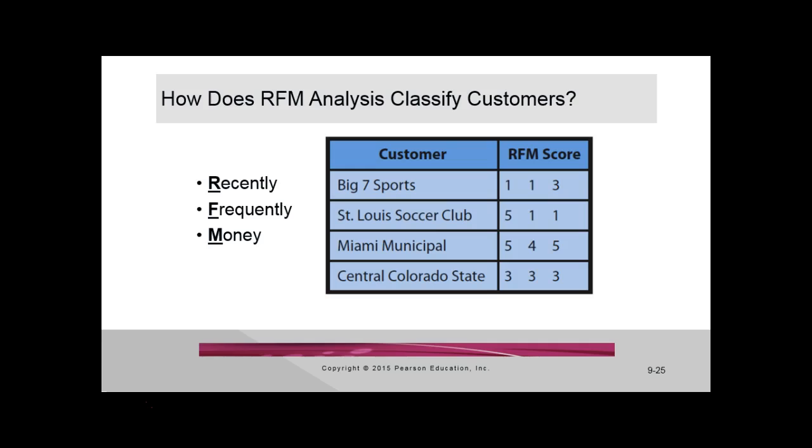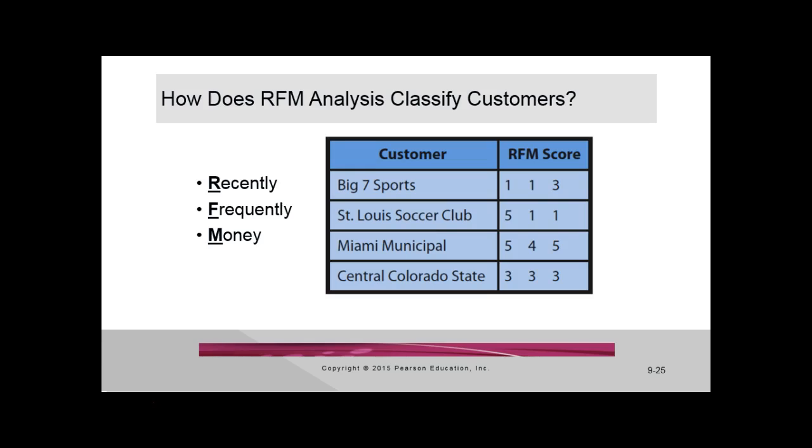We sort it by date, and the top 200 get a 1, the next 200 get a 2, the next 200 get a 3, next 200 get a 4, and the last 200 get a 5. So they're ranked. These are the people that purchased from us the most recently. These are the second group, these are the third group, fourth group, and fifth group. So that's one thing we rank them on.